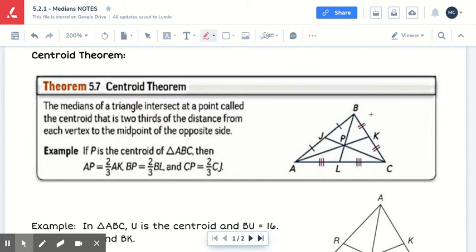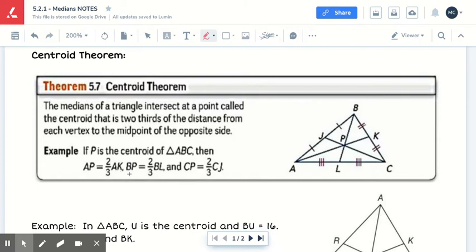Looking at our picture here, this one has all three medians drawn in. You can tell that they're medians because they show you that the two line segments on each side of the triangle are congruent to one another, not necessarily to the ones on the other sides. J is a midpoint, K is a midpoint, L is a midpoint, and each of those is connected to the vertex on the opposite side. The point where they intersect on this one is called P, so P would be our centroid. If P is the centroid, then that would mean that AP is equal to 2/3 of AK.